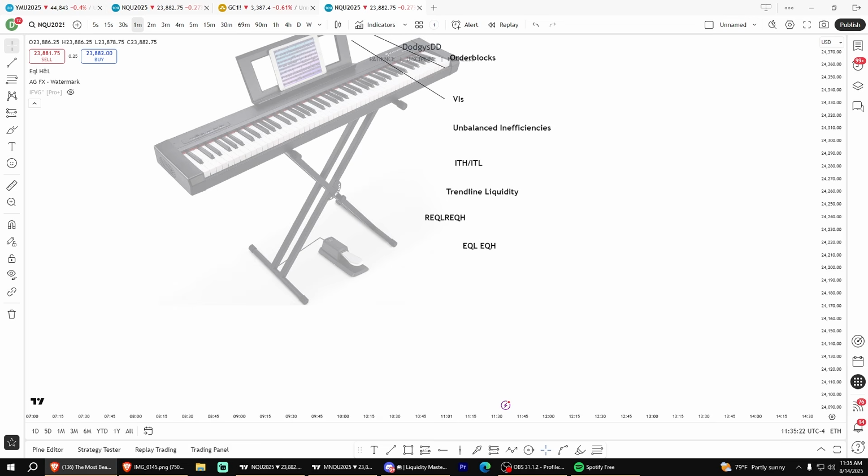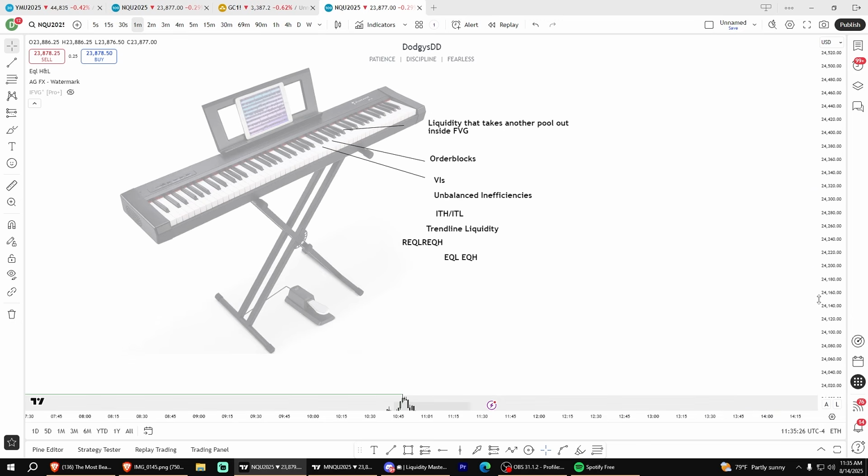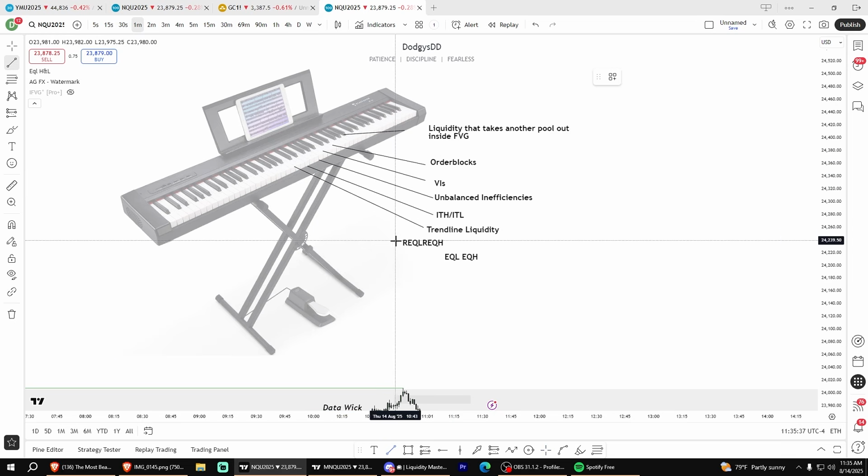As talked about with the piano earlier, all these liquidity pools are all a different note. Now, how do you make a song? Well, you have to put all these notes together.